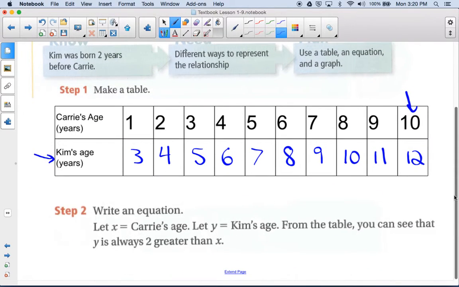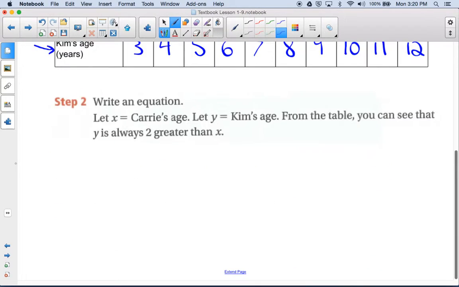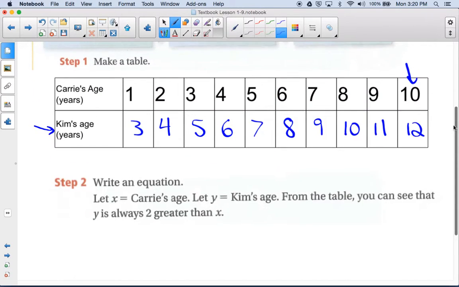Now let's talk about the equation. So I know when I'm writing a table, in general, I'm using x first on the top and y on the bottom here. So these two are the x and y values. And we're looking at step 2, write an equation. Let x equal Carrie's age, let y equal Kim's age. From the table, you can see that y is always 2 greater than x. I do see that in this table, that all of Kim's ages are 2 more than Carrie's age.